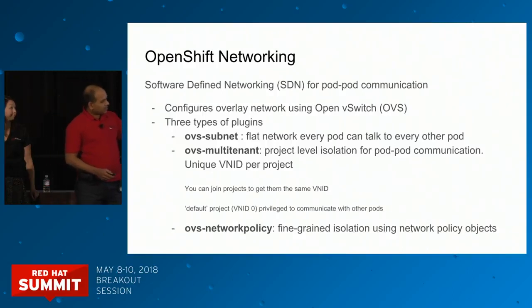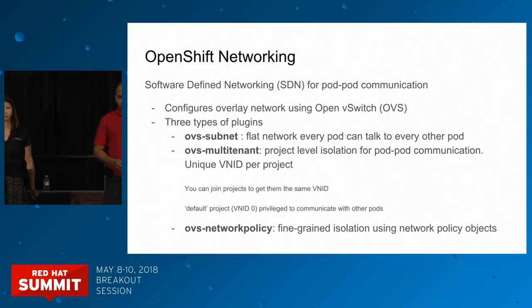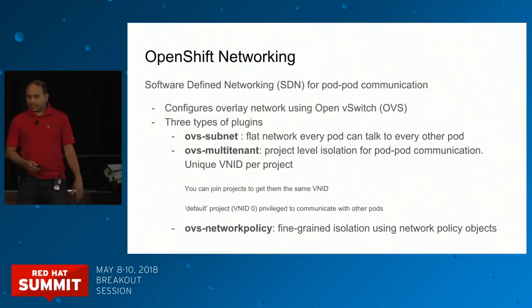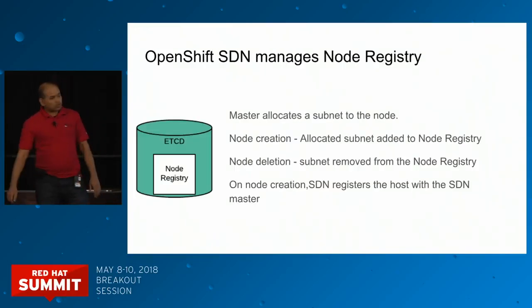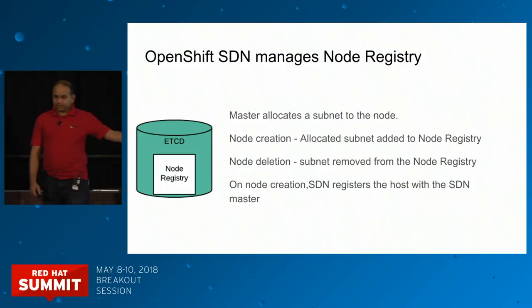The third type, which was introduced about 6 months back, is OVS network policy. This allows a finer grained control. We'll talk more about it a little later. Let's understand how this OpenShift's SDN works.